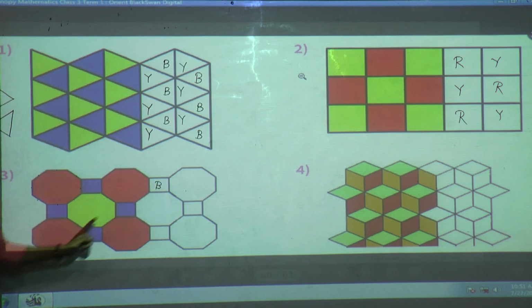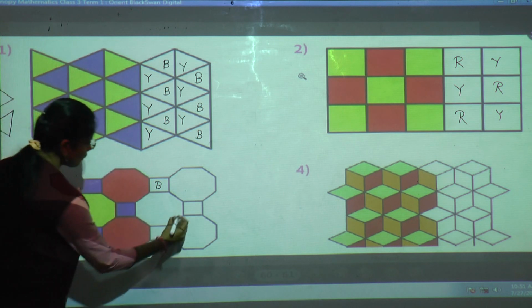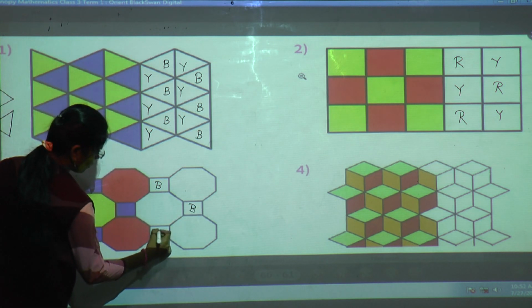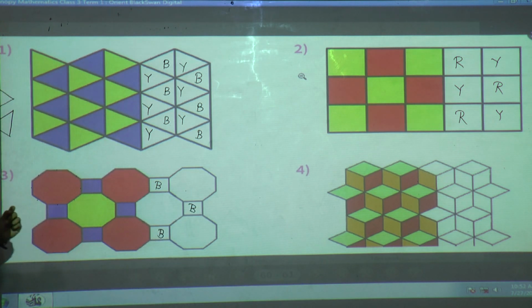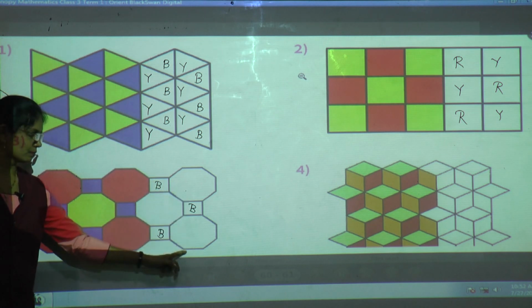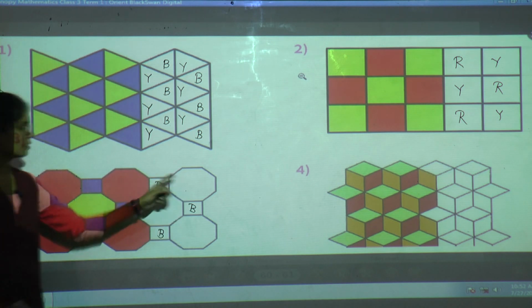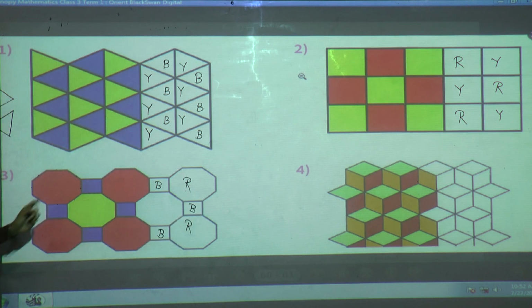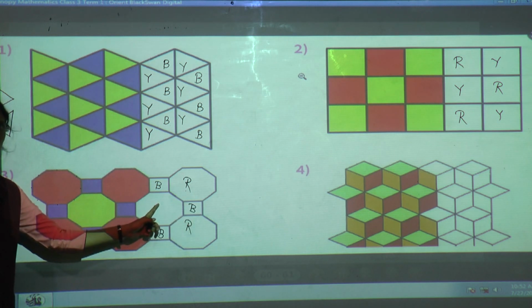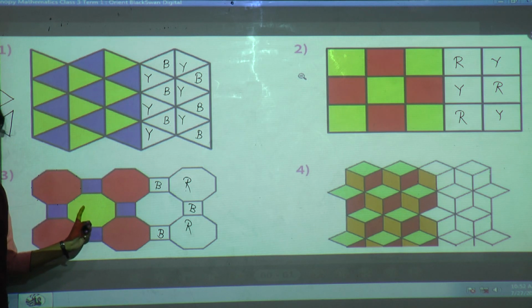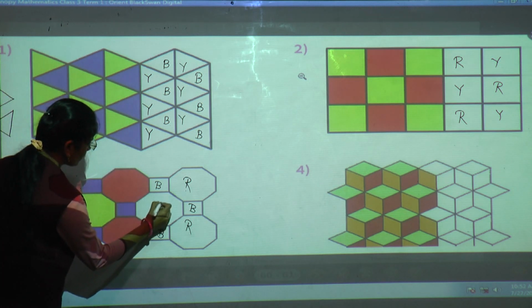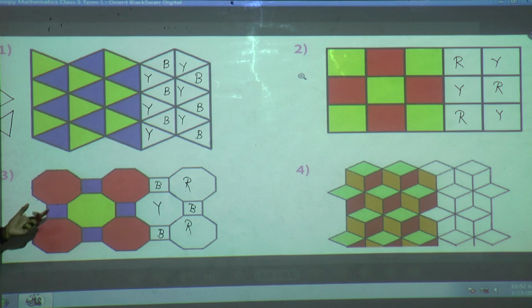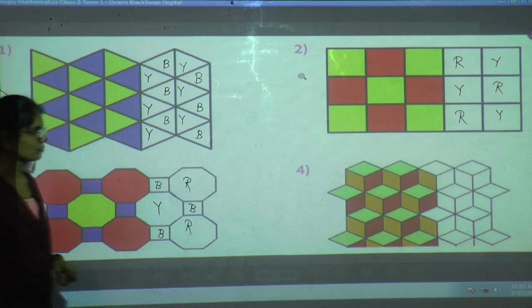Okay, see this all 4 squares. All squares are blue in color. So here also we will give blue color only for the square. Now see the octagon. This red. Here red will come and here also red will come. Now this middle octagon is with yellow color. So here also we will give yellow color. So in this way complete this third pattern.